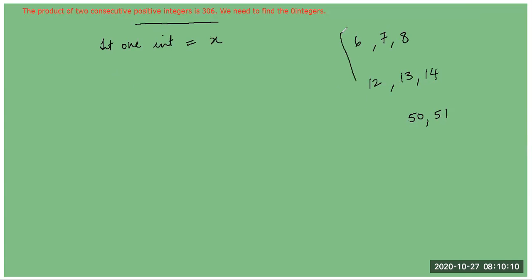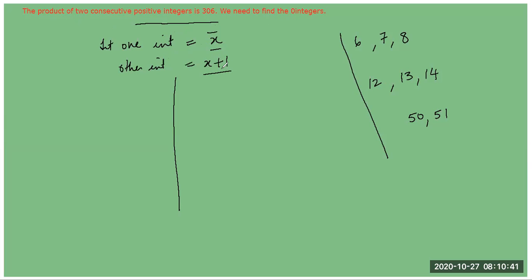Yes, so you can do both ways. I will do both ways. You will get the same answer. Okay. So if one integer is x, two consecutive integers, we need to find the integers. It says the product of two consecutive integers is 306. Okay, I'm sorry. One integer is x, so the other integer would be x plus 1.